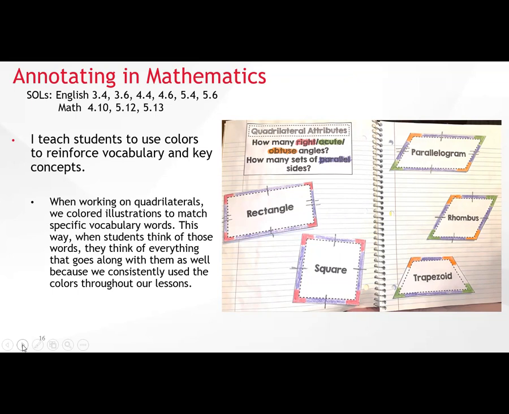On this one, the right angles, we colored red. So in the pictures, the right angles are colored red. Acute angles, we color coded green. So in the pictures and the illustrations, the acute angles are colored green. The obtuse angles were orange. And this is actually a flap. So underneath it, when you raised up the flap, it had the definition of the quadrilateral.